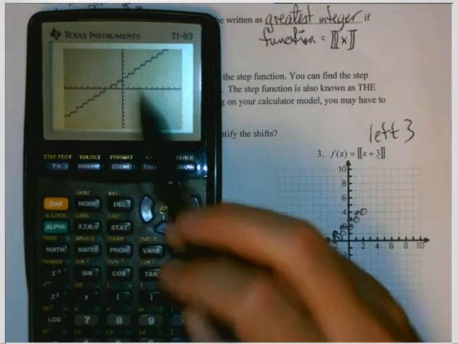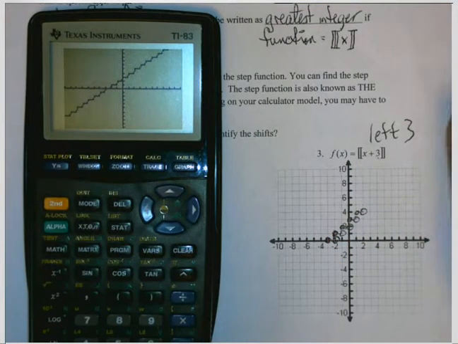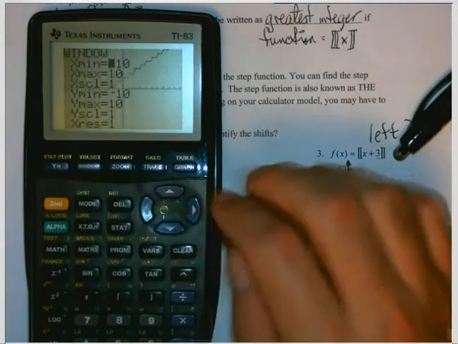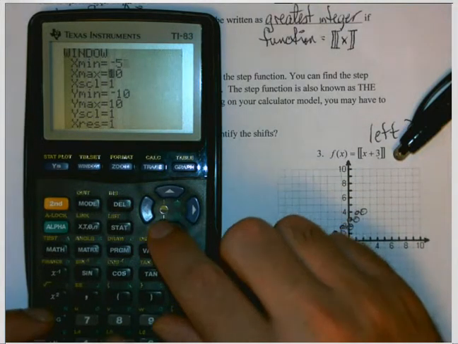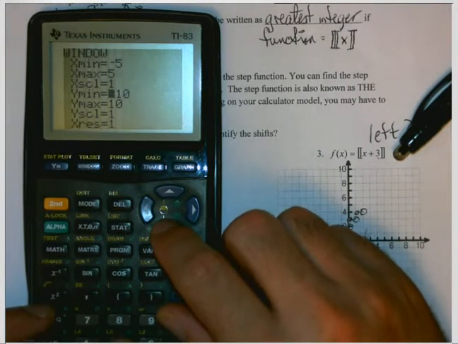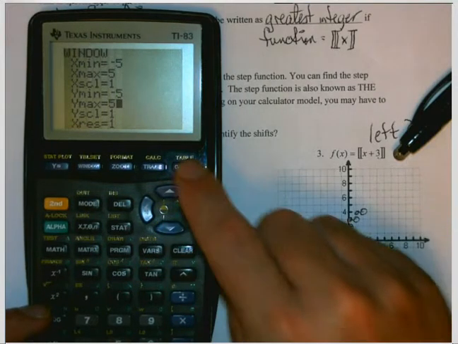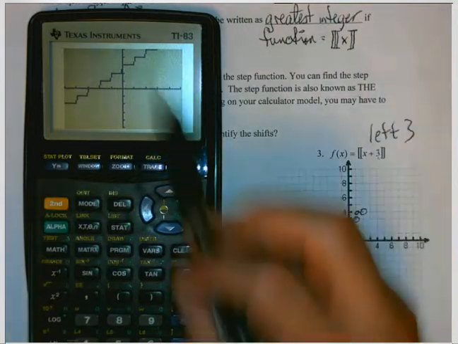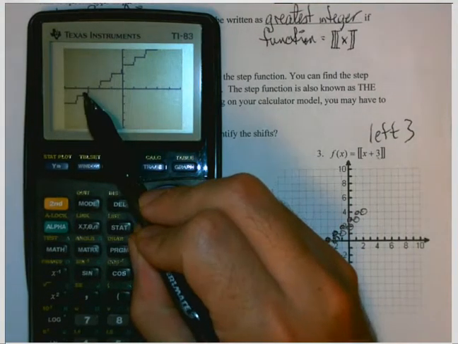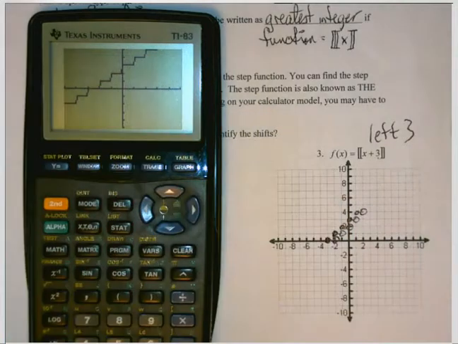Notice, where is it going through my x-axis? 1, 2, 3. If you want to change the window to get a better look, okay, I can see it even better here. Here is 1, 2, 3. Over to negative 2. Up 1, close, over. And you can see that it works the same way that I've got it graphed here.